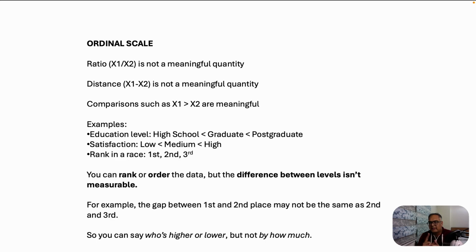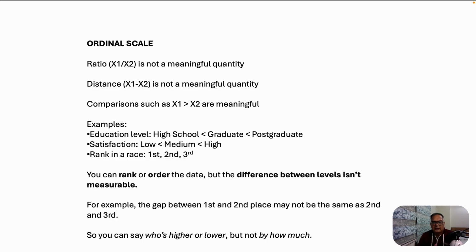Only the comparisons are meaningful. So these are typically ordered categorical variables. Let's say educational level: a postgraduate is greater than a graduate, who is greater than a high school graduate, but there is no distance, no difference, and no ratio between them. A postgraduate is not twice as well educated as a graduate, or 4 times as well educated as somebody who's graduated from high school.